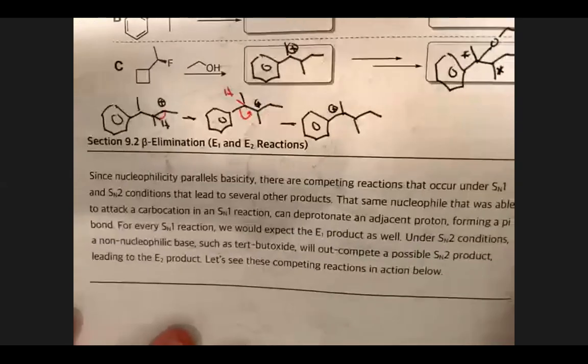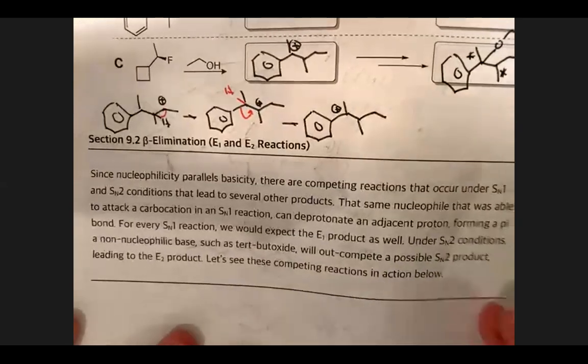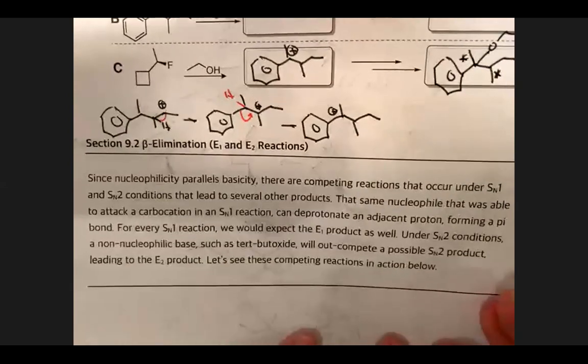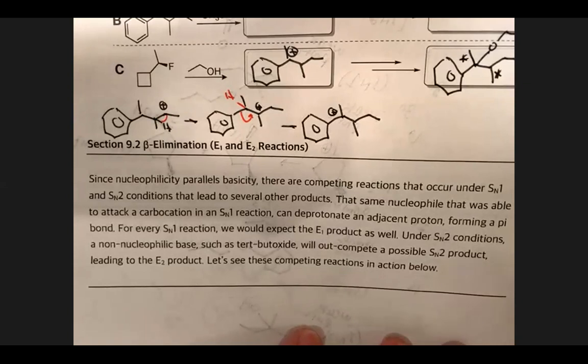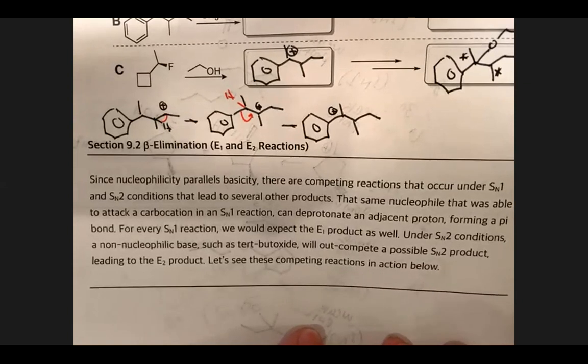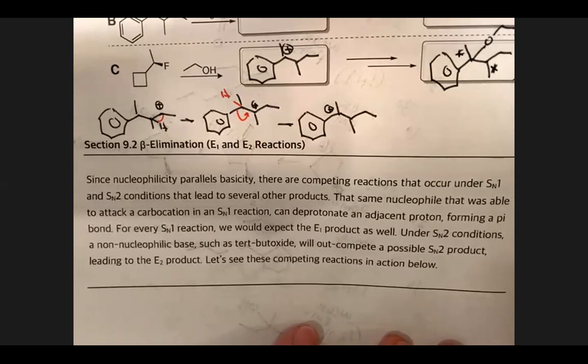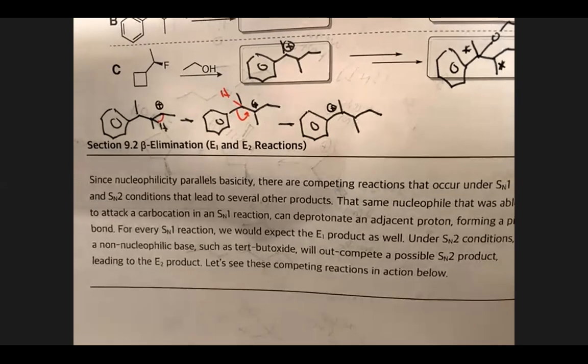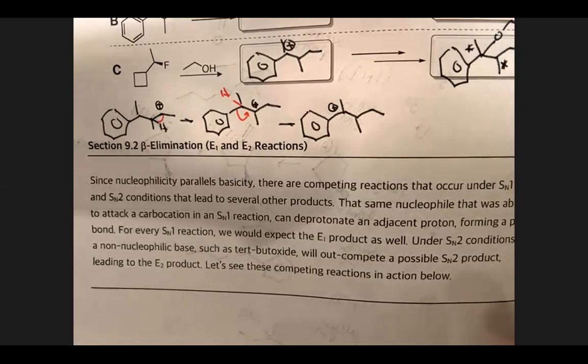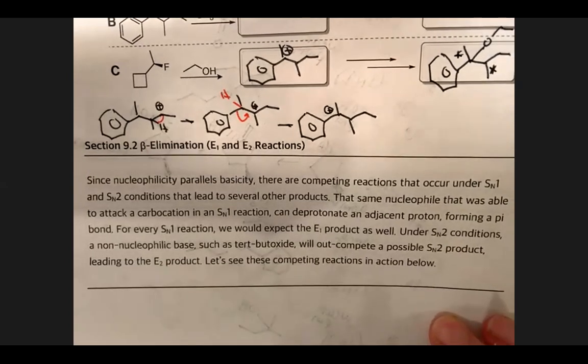I know we're running out of time, but that's okay. We covered a lot. And I just want to read this. I think it's very important for you, just some words for you. So since nucleophilicity typically, keyword, parallels basicity, there are competing reactions that occur under Sn1 and Sn2 conditions. So that same nucleophile that was able to attack a carbocation in Sn1 is also capable of deprotonating an adjacent proton, forming that pi bond, which is the elimination product. For every Sn1 reaction, we would always expect that E1 product.